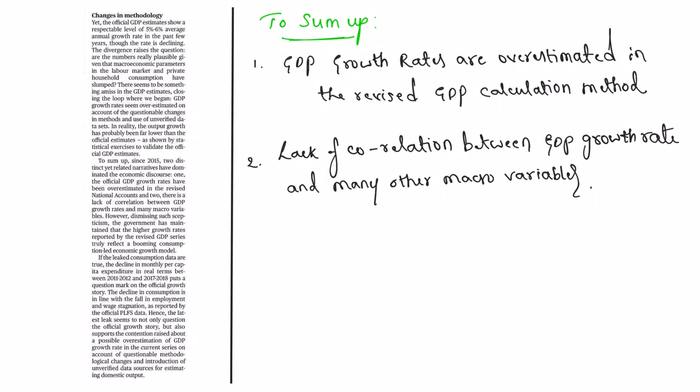And he supports this argument with the leaked consumption data. If the leaked consumption data are true, that is, a decline in monthly per capita expenditure in real terms between 2011-12 and 2017-18, then the GDP calculations in the revised method are false.